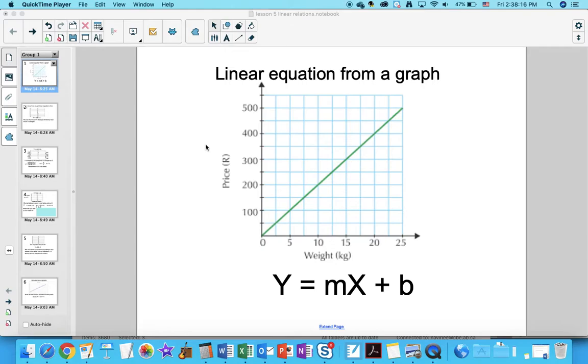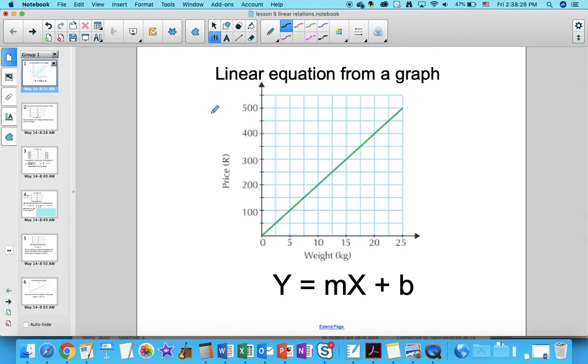Hi, if you're watching this video, you're watching the last lesson on linear relations. In this lesson, we'll be talking about how to get the linear equation from a graph. In the previous lesson, we took everything we knew about slope, x, y, and so on to make the equation from a table. Now we're going to take the graph and make the equation from that.